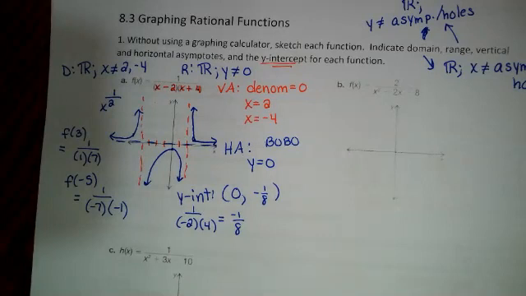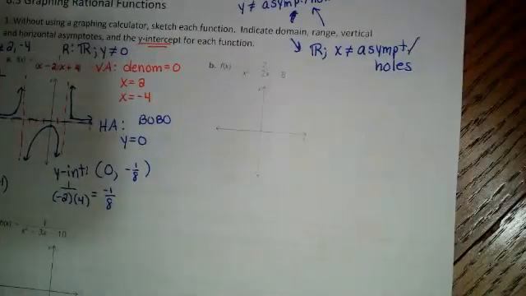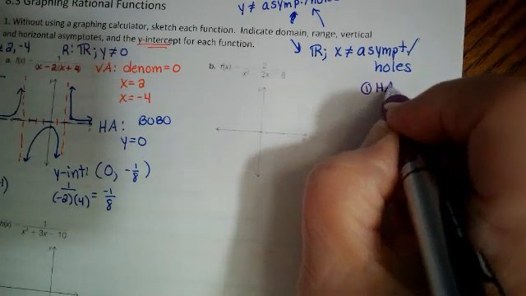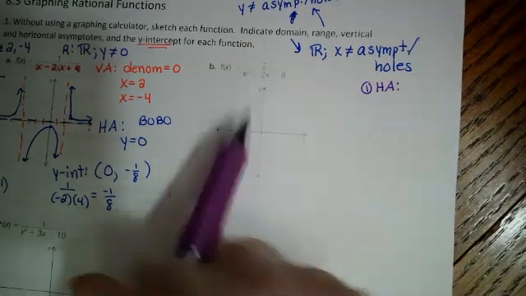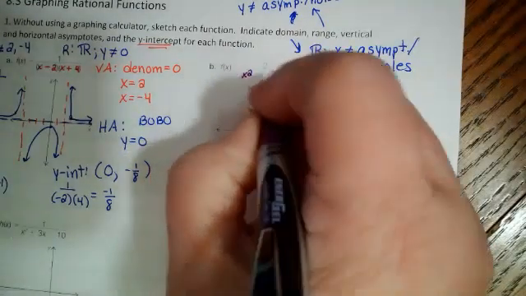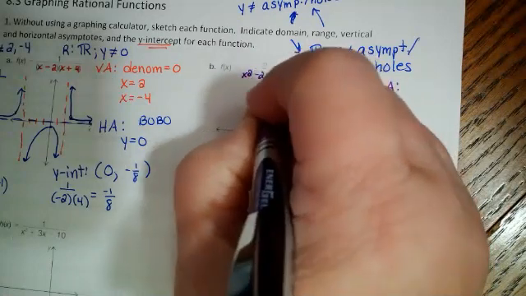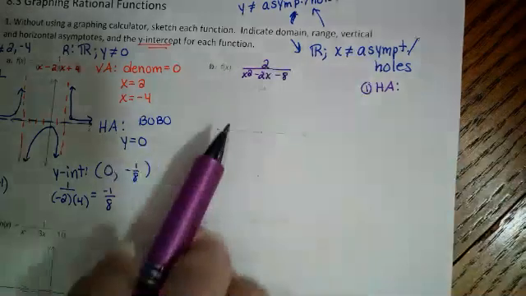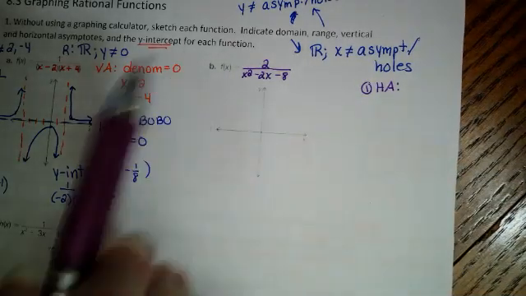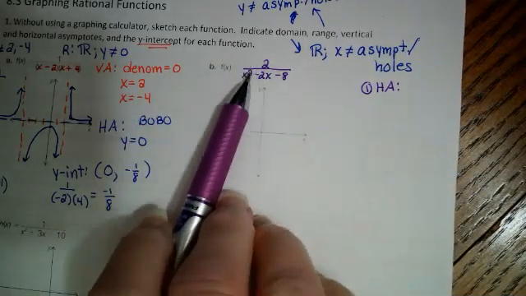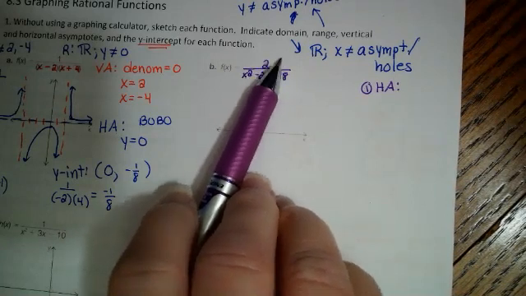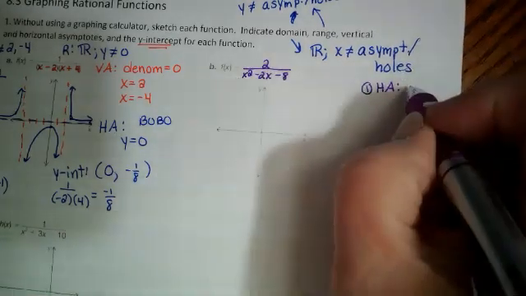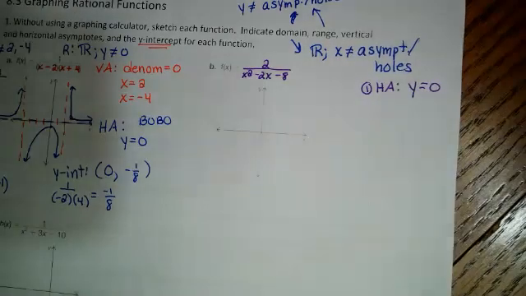All right, let's look at letter B. So remember, the first thing we want to do is find our horizontal asymptote. So if I look, I've got 2 over x squared minus 2x minus 8. So is the bigger on the bottom, on the top, or are they equal? Well, since there's no x on the top, the denominator has the larger. So that's a bobo. Bigger on bottom, my horizontal asymptote is y equals 0.